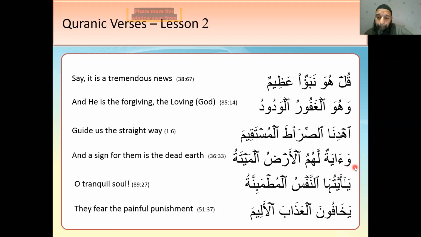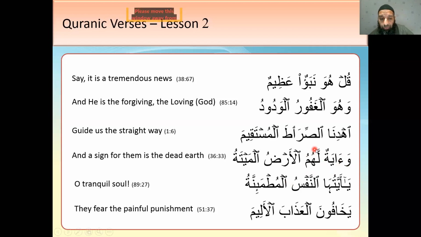Wa ayatun. Have a guess. Sign. Ayatun is good. It's a sign because there's no al there. So wa ayatun, and a sign. Lahum, for them. Al-ardu. How many times did I say al-ardu is mentioned in the Quran roughly? About 450 times.